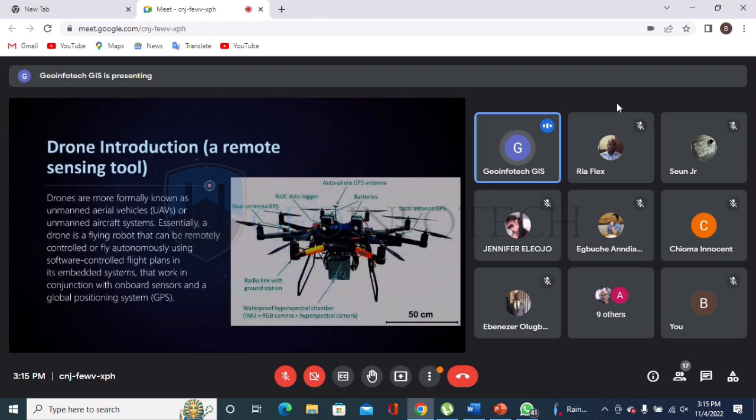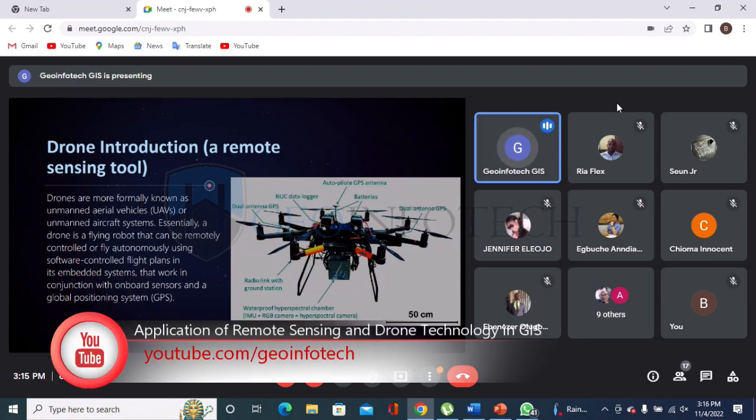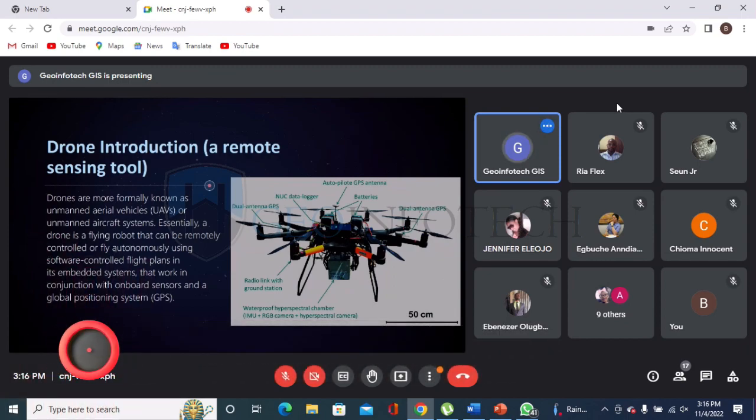Most professionals call it unmanned aerial vehicle. Some people will call it unmanned aerial vehicle system. It encompasses everything that is needed to carry out that project. You have your drone, you have your station, you have your monitor, everything is a system. So it's considered a flying robot that can be controlled without you physically being inside that object. So it can be controlled remotely.